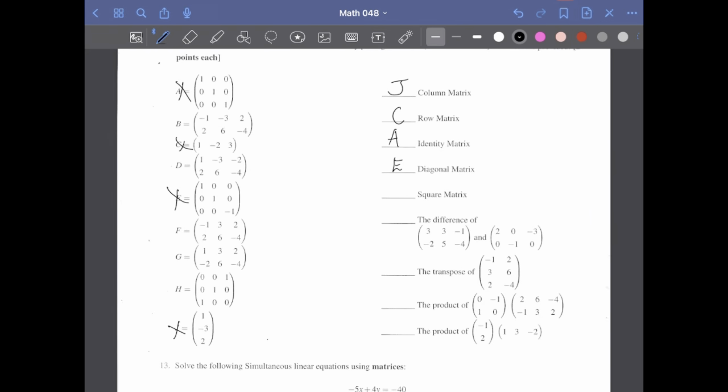So H, because they have the same number of rows and columns, so we could use H.